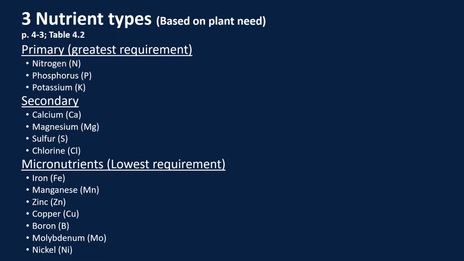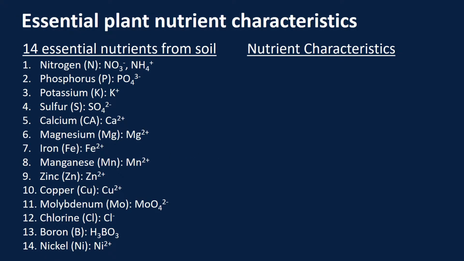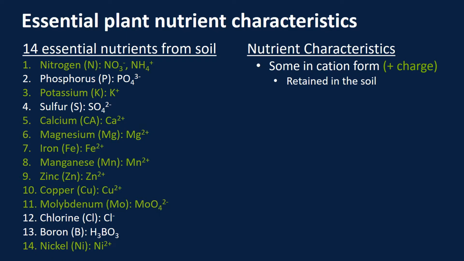So if we take these 14 nutrients and see which ones are needed more and which ones are needed less, we have a few other characteristics that are important to know about these different nutrients. And that really has to do with their charge. So we have some that are in the cation form, or they have a positive charge, and that's important because these nutrients are more often retained in the soil. So if we look at those nutrients that are highlighted in green now, these are our positively charged nutrients, or our cations. So when we talk about cation exchange capacity, these are the nutrients that our negatively charged soil is able to hold on to.